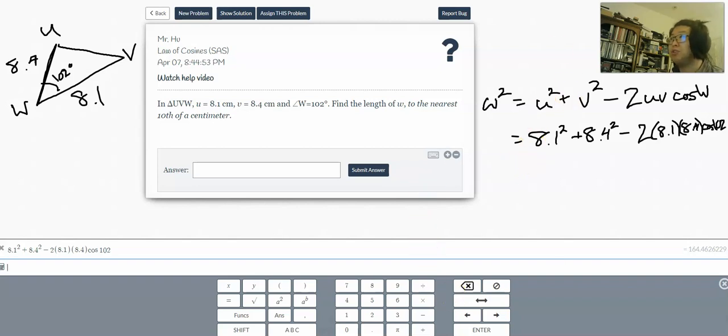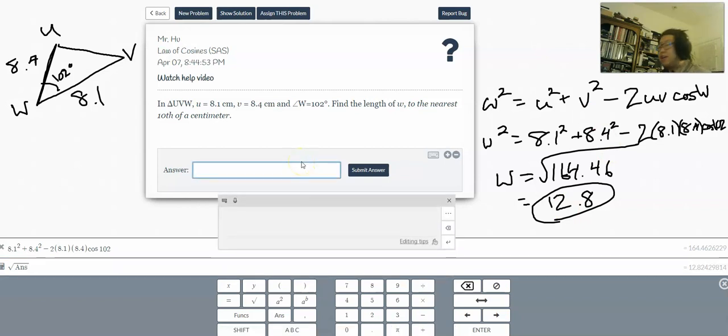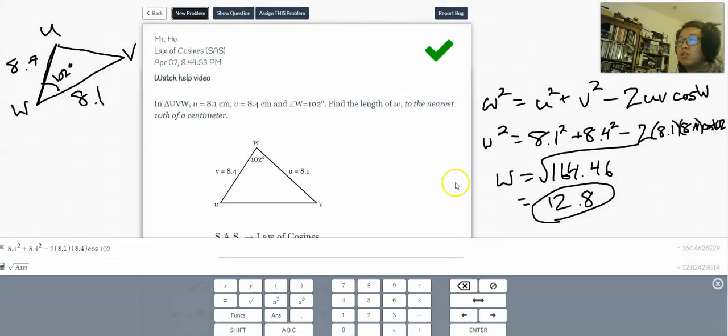And of course, this is all equal to W squared. So what we need to do is square root it. W equals the square root of 164.46. In the calculator, when I square root the answer, it gives me 12.82, which means if I'm going to round to the nearest tenth, it's 12.8. All right, so let's go ahead and plug that in here and see if we got the answer correct. Ding dong, we got it.